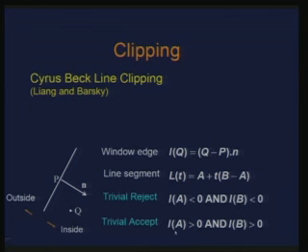Similarly, for the trivial acceptance. So, this basically answers your question. Actually, I just wanted to clarify that in reject we just have to consider it outside any one of the edges, whereas in accept we needed it to be inside all of the edges. That is correct. So, I will not be able to declare the line as inside unless I have gone through all the window edges.